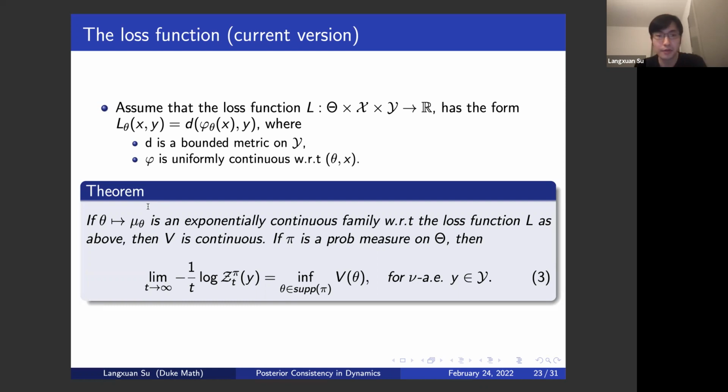And then our main theorem can be stated in the following way. So if the parametrization map from theta to mu theta is exponentially continuous, then we can prove that the V we get is continuous, and also we have our desired asymptotic characterization for posterior consistency. So by the previous results mentioned at the first step of the observation, this will imply the posterior consistency. Okay.